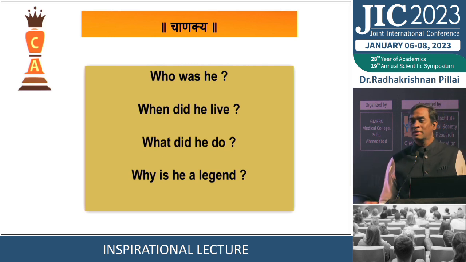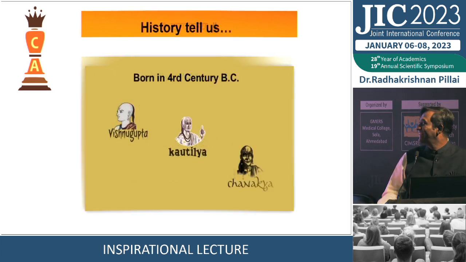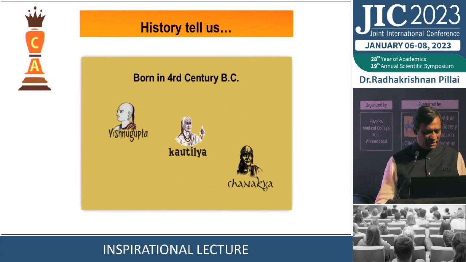So a lot of things. Today I will not be able to cover the whole life of Chanakya, but I'll give you some small indication so that your interest in Chanakya grows after I leave. So, born in the 4th century BC, known by 3 names: Vishnugupta, Kautilya and Chanakya.